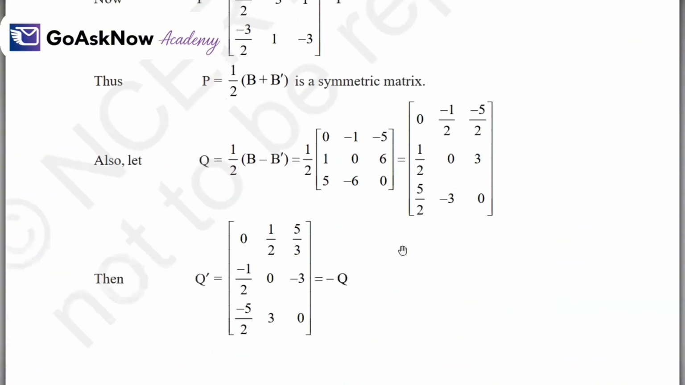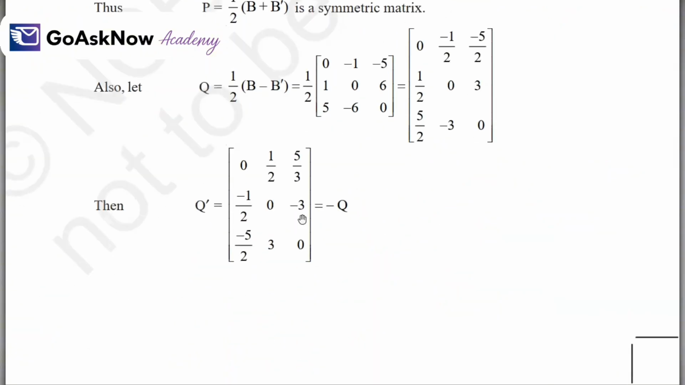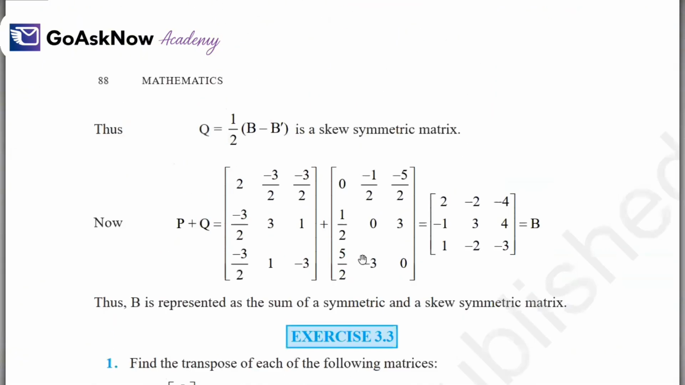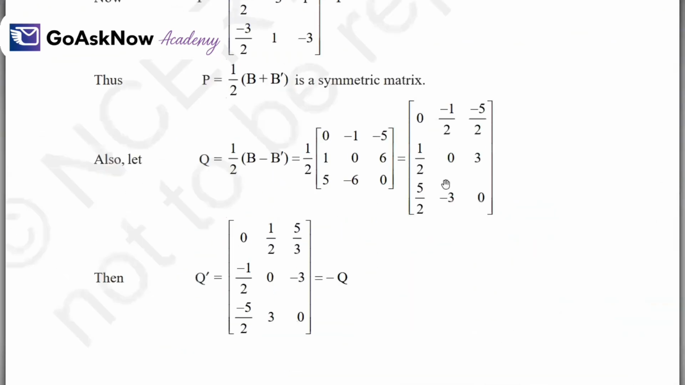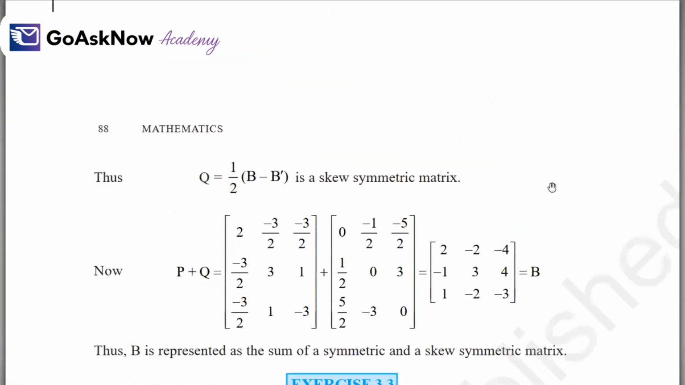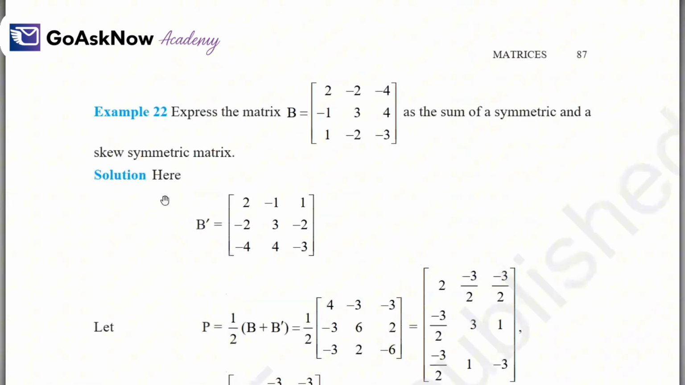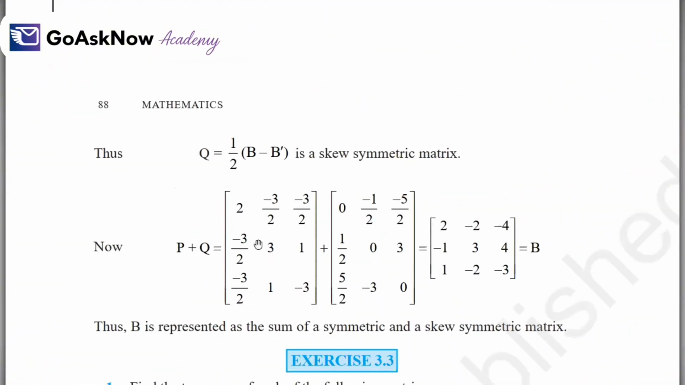Now just find out this Q dash here. It is equal to minus Q. So after finding minus Q, Q will be half of B minus B dash. Because it is coming out equal to minus Q, it is a skew symmetric matrix. So just add P plus Q, you will get B only. So we have to write this as a sum of symmetric and skew symmetric. We have written here like it is P plus Q only. So that is how it is verified. I hope that you got this point. Let's move to the next exercise, that is 3.3.